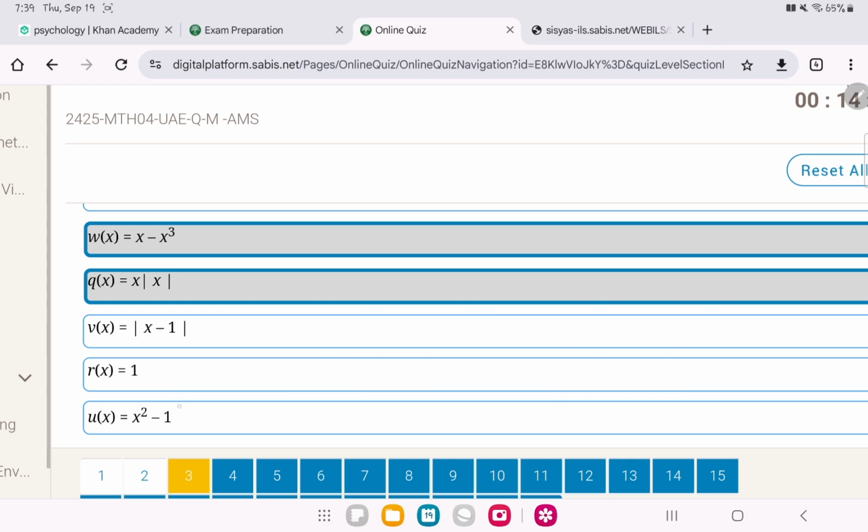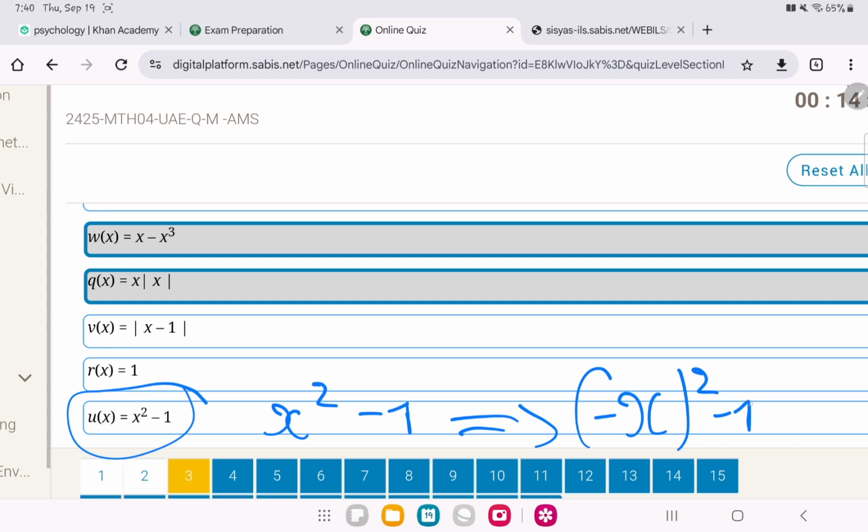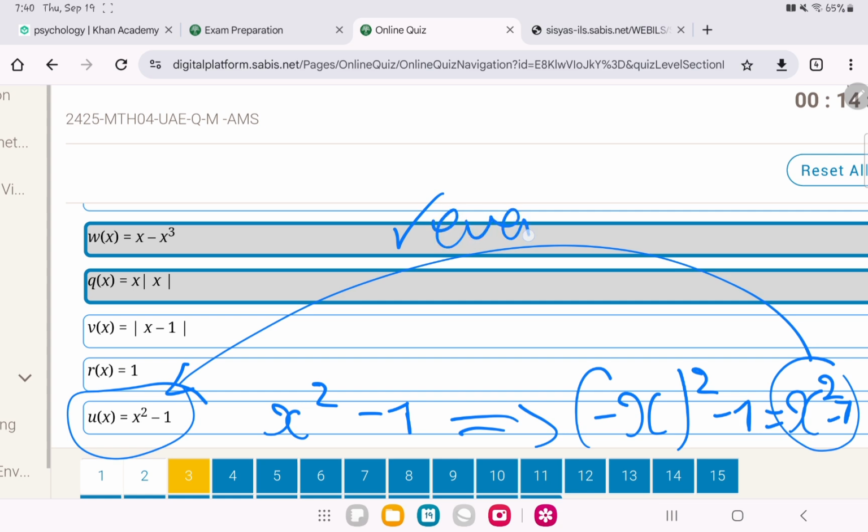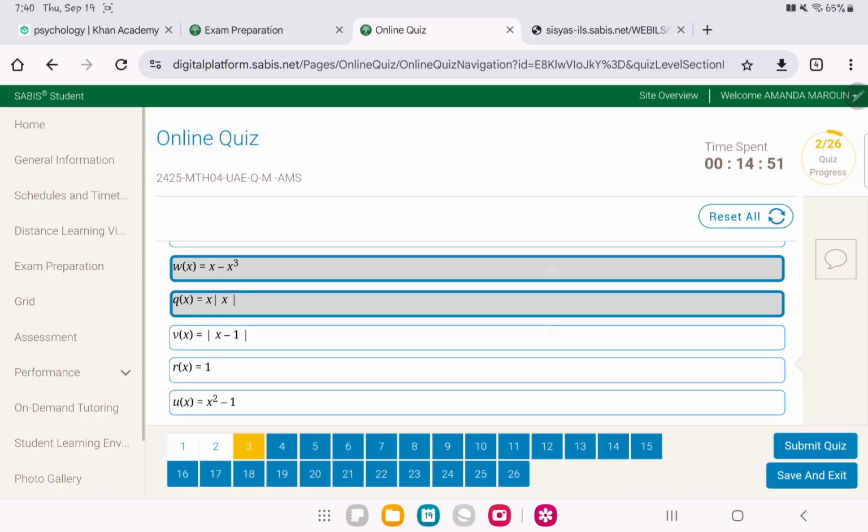And finally, this one, we're going to replace the x with minus x, so x squared minus 1 replaced by minus x, so minus x squared minus 1, which will also give us x squared minus 1. So this one and this one are the same, so it is even, and if it's even, it's not odd. So that was it for question number 3.